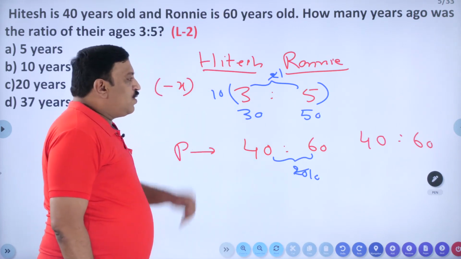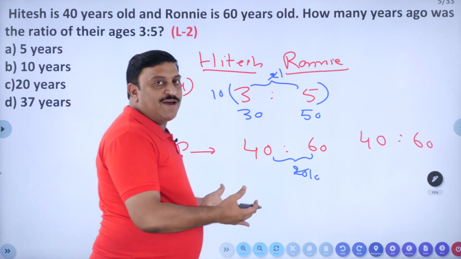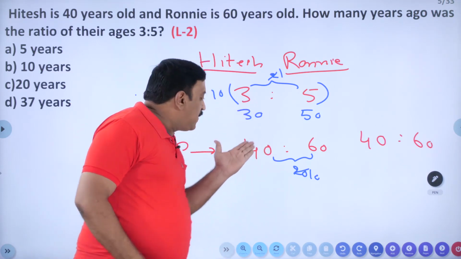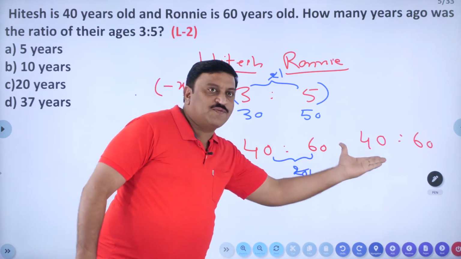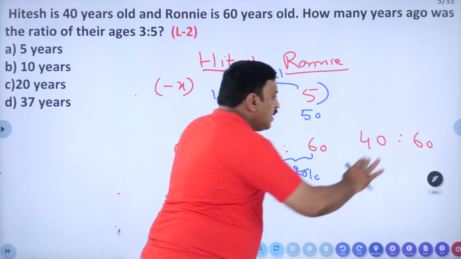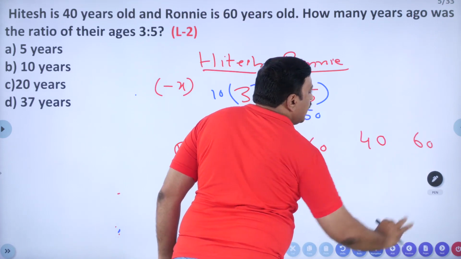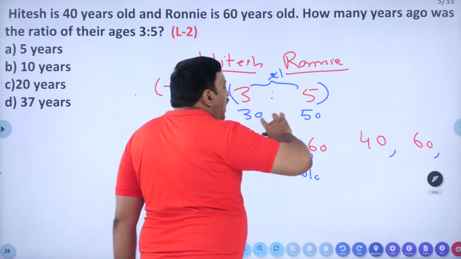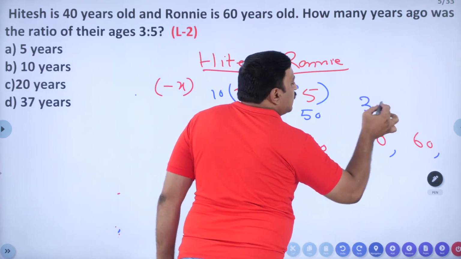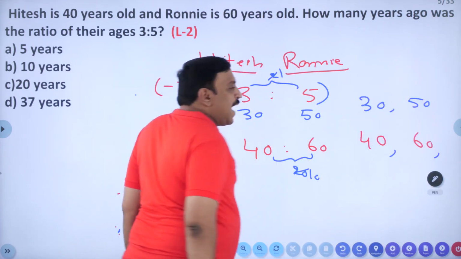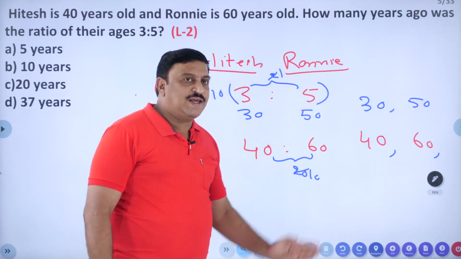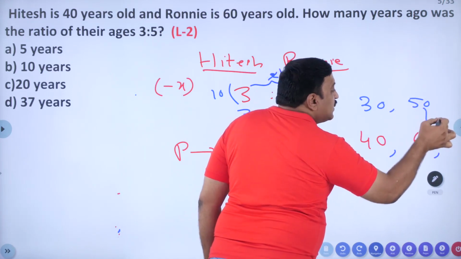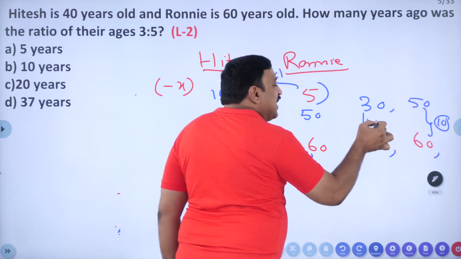That means, what do I mean by that? Now I change the ratio into ages. Why? Because 40 and 60 are exact ages. 40 and 60 are the original ages, right? So originally they are ages, 40 years and 60 years, and I kept the same as a ratio. Now 30 and 50 I will also keep as ages only. So the earlier ages are 30 years and 50 years. When it happened, see this, it happened 10 years ago.